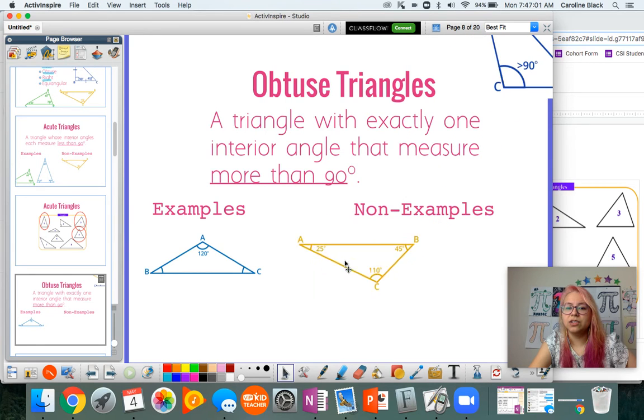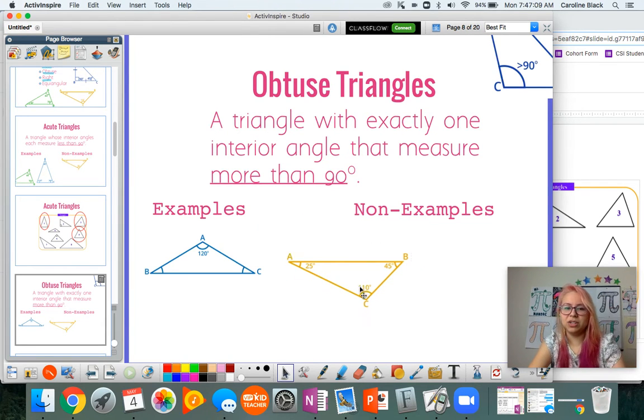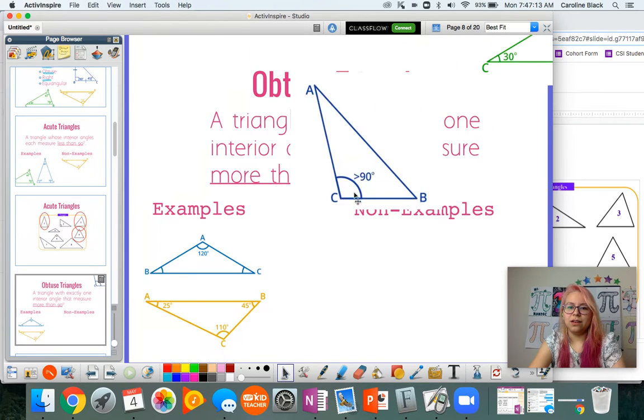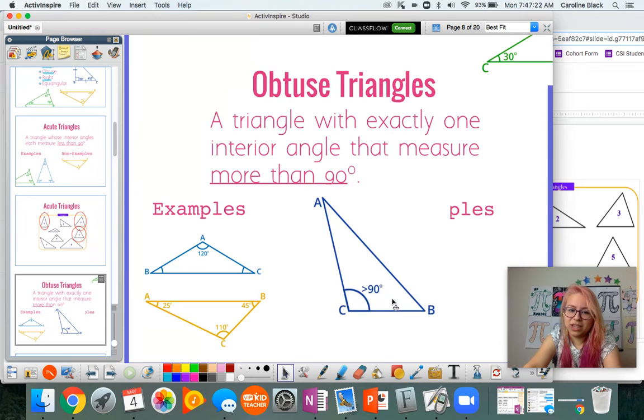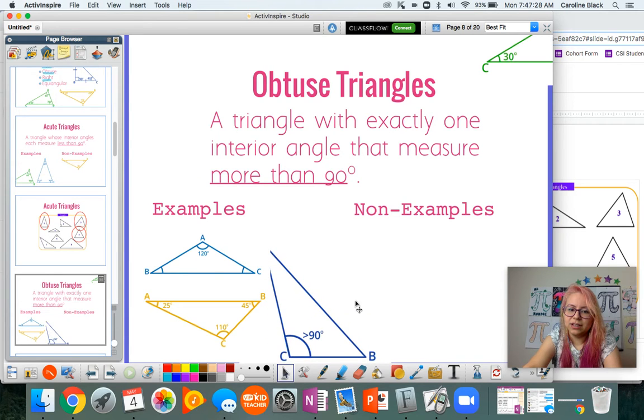We look at the yellow triangle. 25? Nope. 45? Nope. 110? Yes. This has exactly 1 angle that measures more than 90. Okay, this one just says more than 90. That's the more than sign. So it can have any angle that's more than 90. So yes, this is more than 90. There we go, we'll put that in there.